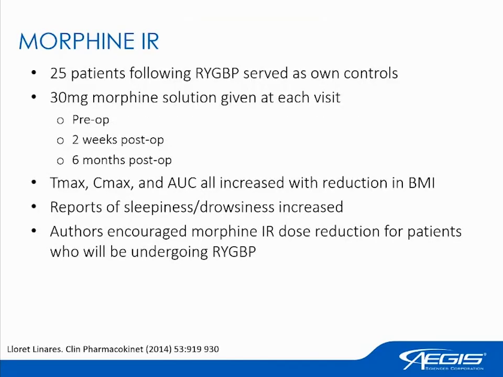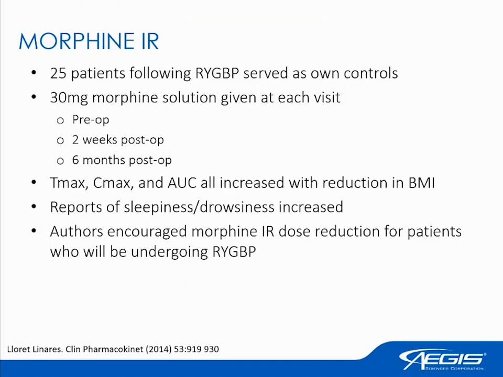Morphine IR was studied in 25 patients following a gastric bypass surgery, and they actually served as their own controls. So, 30 milligrams of morphine solution was given at every visit: pre op, 2 weeks post op, and 6 months post op. These results were statistically significant, and Tmax, Cmax, and area under the curve all increased as the BMI continued to reduce. And the patients were reporting sleepiness and drowsiness, so an increase in adverse drug reactions.